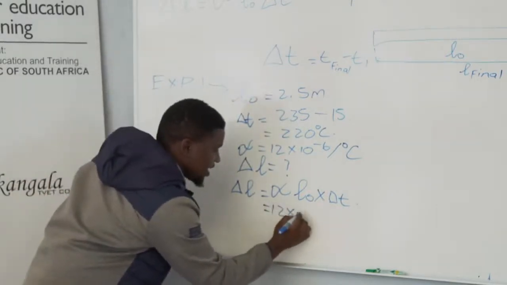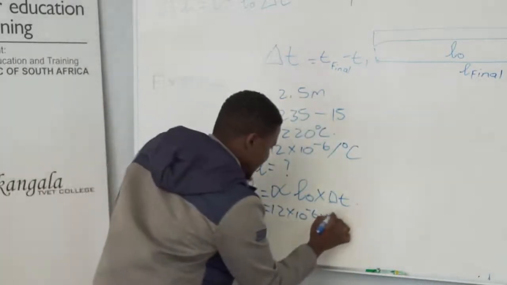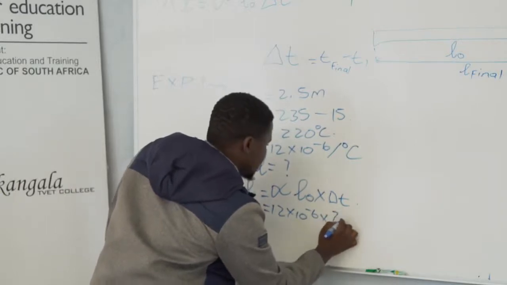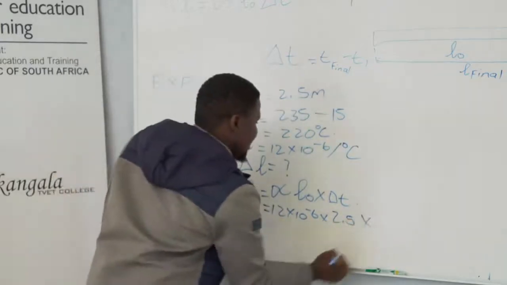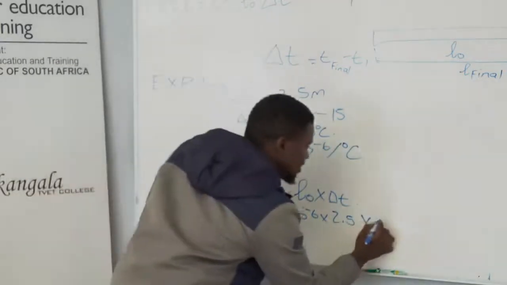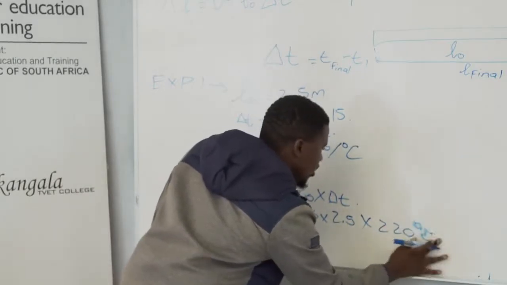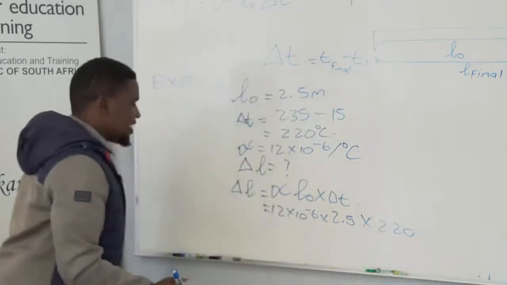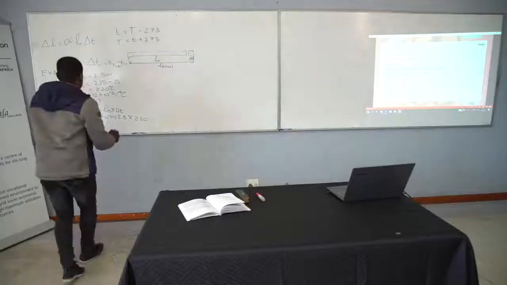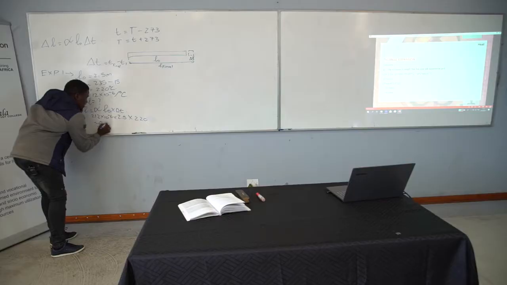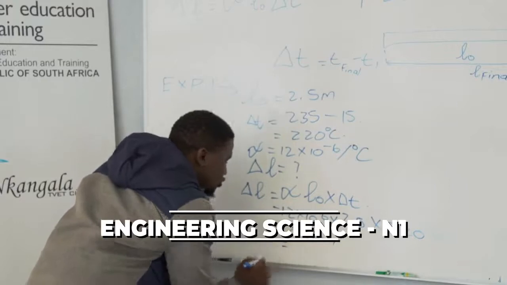12 times 10 to the minus 6, multiplied by the original length at 15 degrees Celsius, which we are given as 2.5 meters. Then we multiply it by the change in temperature. We said the change in temperature is 220 degrees Celsius. We can always write the units at the end. With this, we get that our answer is 0.066 meters, which is equivalent to, because what did we say?